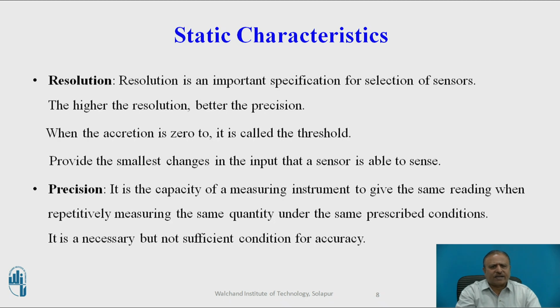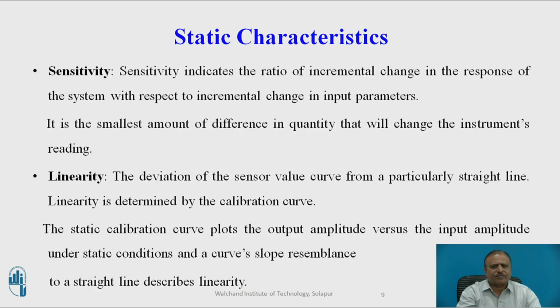The next static characteristic is resolution. Resolution is an important specification in the selection of a sensor. The higher the resolution, the better the precision. The threshold provides the smallest change in the input that a sensor is able to sense. Precision, the next characteristic, is the capacity of a measuring instrument to give the same reading when repetitively measuring the same quantity under the same prescribed condition. It is a necessary but not sufficient condition for accuracy.